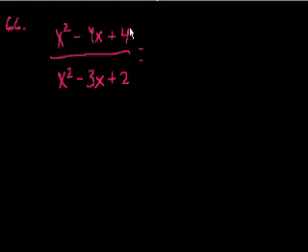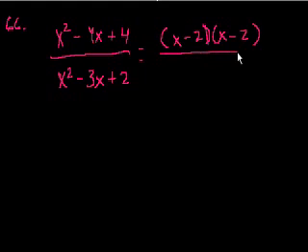What two numbers, when I multiply them, equal 4, and when I add them, equal minus 4? Well, it's minus 2, right? Minus 2 plus minus 2 is minus 4. Minus 2 squared is plus 4. So this is x minus 2 times x minus 2. And you could test it if you don't believe it. Multiply that out.